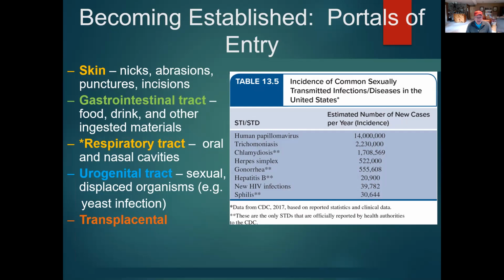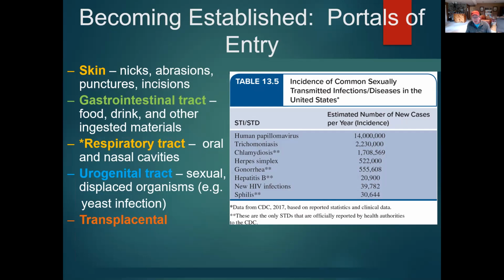Urogenital tract. This is sort of a combination of the urinary and the reproductive tracts. And the table actually shown here addresses a little bit of common sexually transmitted diseases here in the United States. And you'll note that some of the sexually transmitted diseases that we might be more familiar with, like syphilis and gonorrhea, aren't the most common in terms of numbers of cases in a year in the US, but rather it's viral or protozoan related STDs.